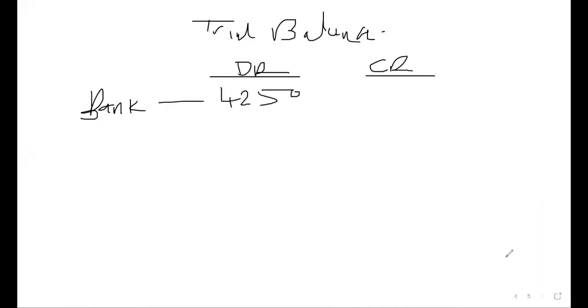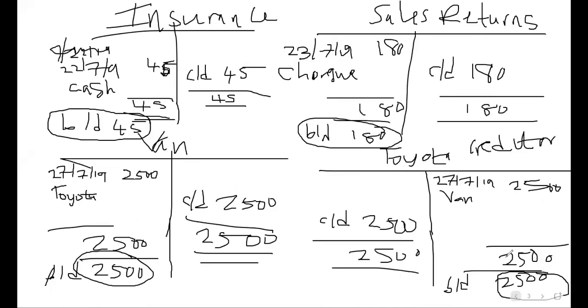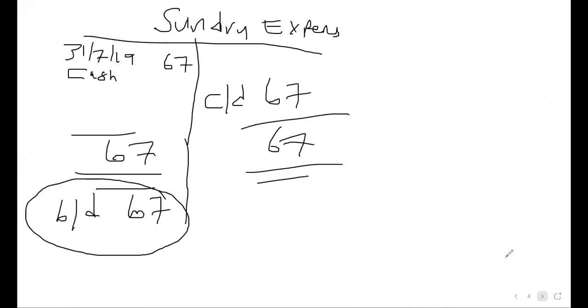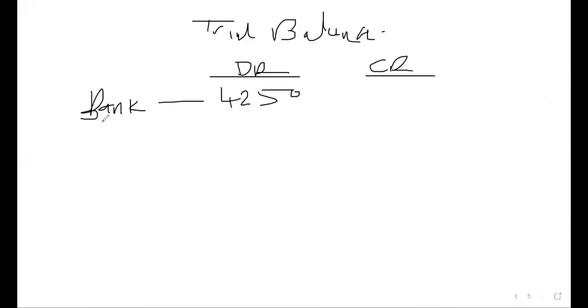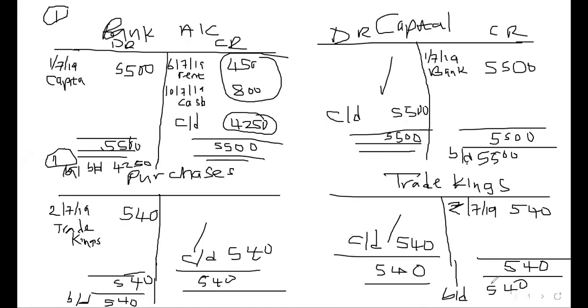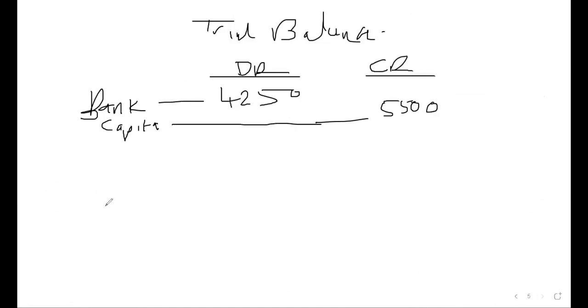Then what else are we having? We're having capital 55. Capital 55. What are we having next? Let's start picking the gross balances. Purchases 540 debit. Purchases 540.